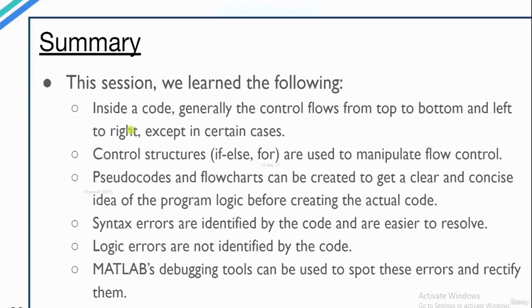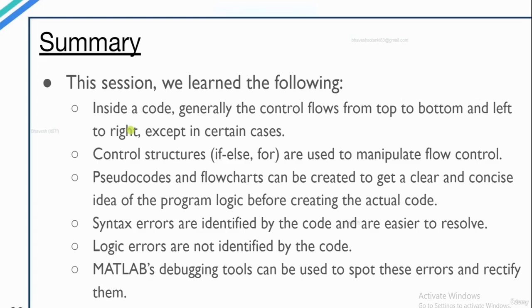Now let us summarize our learnings from this session. So now we know that inside a code, the control flows from top to bottom and left to right, except when using control structures. And control structures basically refer to statements that are used to manipulate flow control. Examples are if else, for, etc.